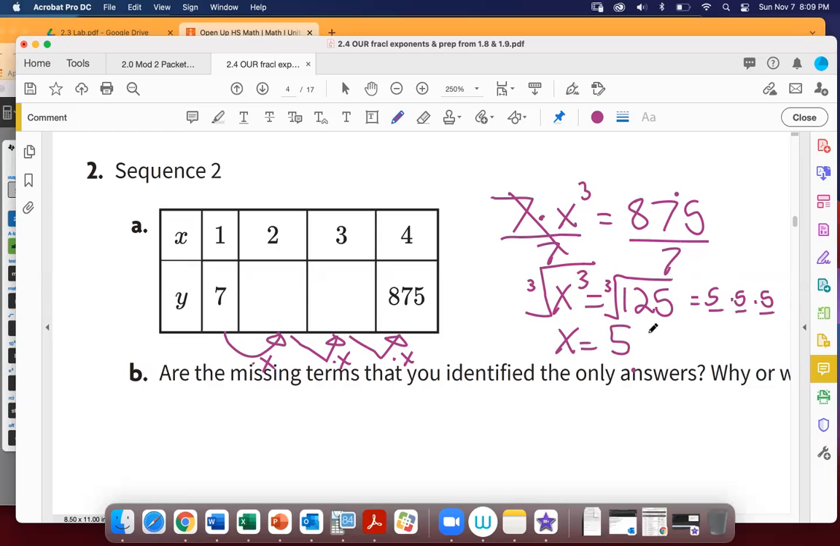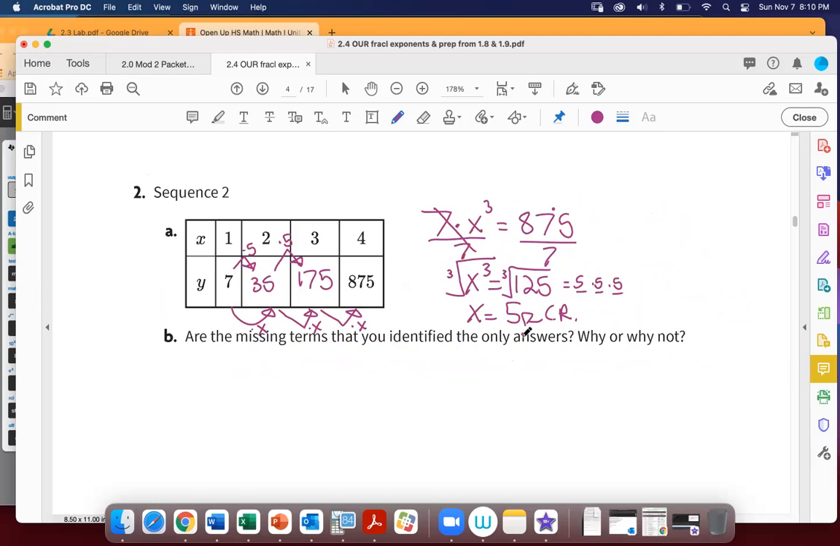So how does this help us? We know that we have this common ratio, our CR, of 5. So let's hop back here and think about it. If we keep moving forward, multiplying by 5, 7 times 5 gets you 35. 35 times 5 gets you 175. Boom. 175 times 5 gets you 875. So in this case, are the missing terms that you identified the only answers?